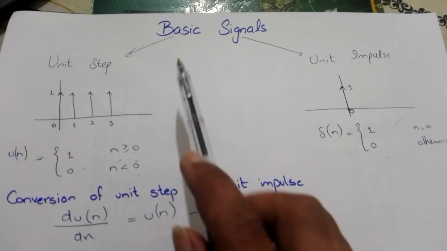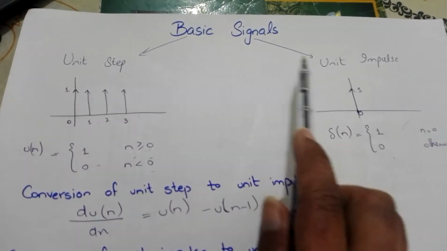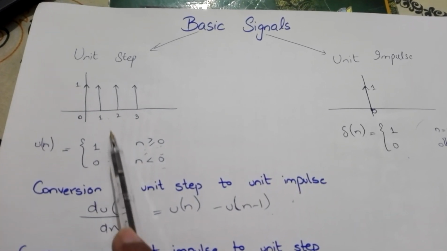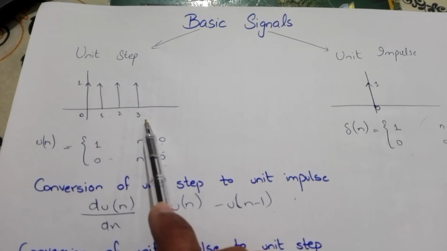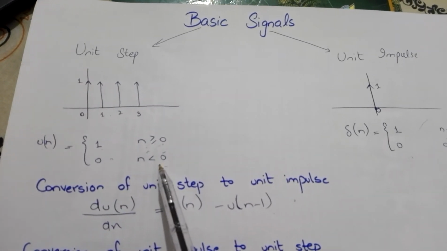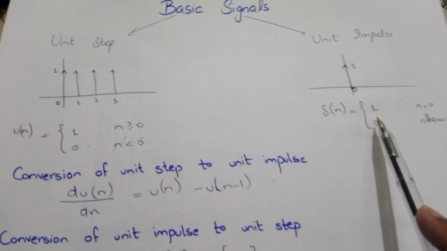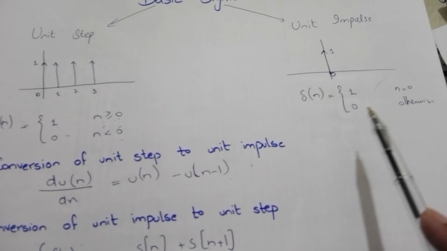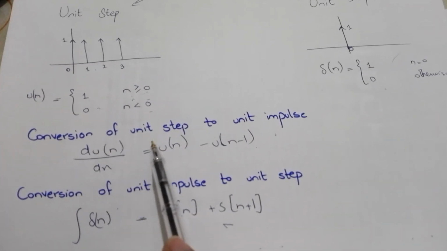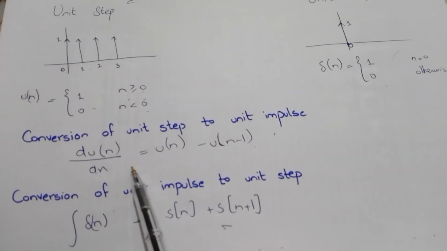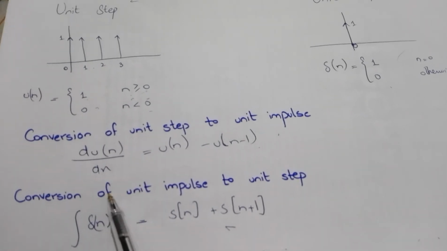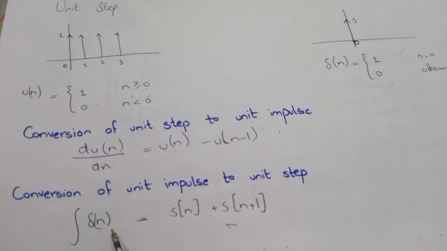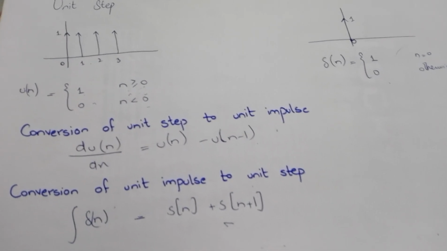Now we consider two basic types of signals. One is unit step and the second is unit impulse. Unit step has the value 1 for n greater than or equal to 0 and 0 if n is less than 0. And the unit impulse function has value 1 only at n equal to 0 and 0 otherwise. How to convert unit step to unit impulse function? We have to take its derivative, and if we want to convert unit impulse to unit step, we have to take its integral. Thank you.